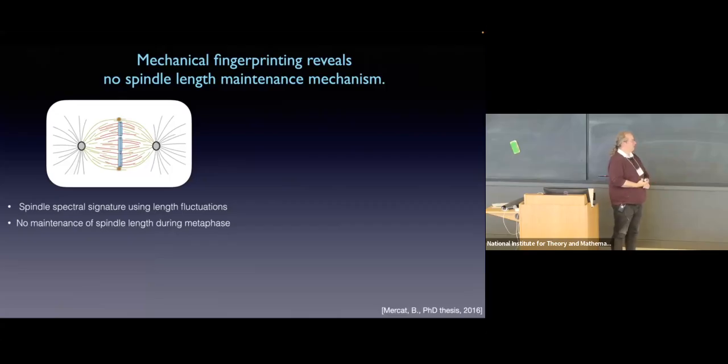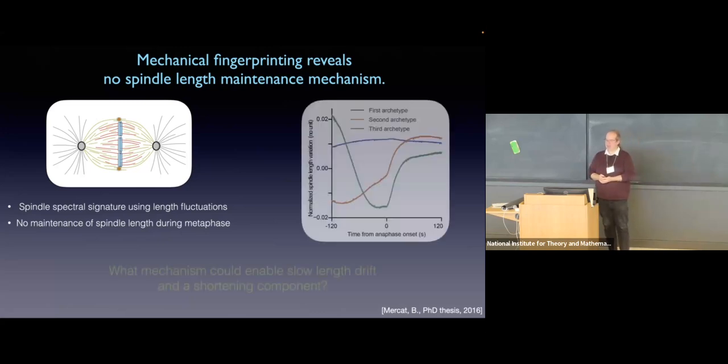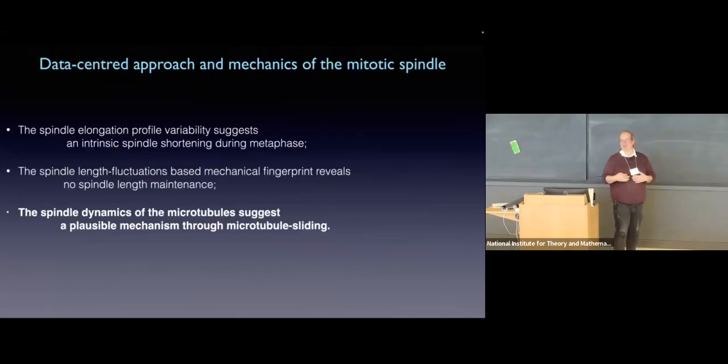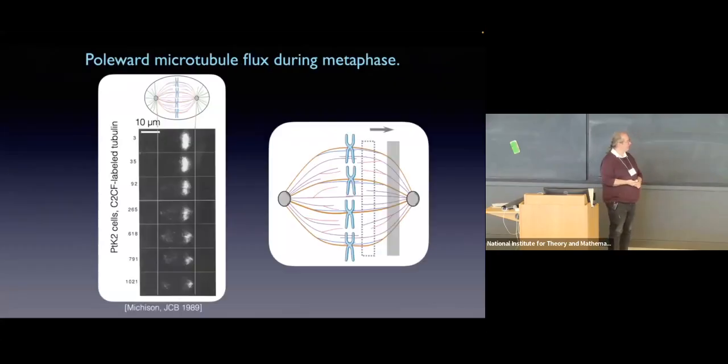So I will stop here for this part because I just wanted to bring you the idea of this spindle spectral signature. There is, of course, much more in this project, but I have no time to dig into it. And the fact that there is no maintenance of the spindle length. At that time, if I put that together with the idea of the first project of this shallow elongation, we were wondering, so there is probably something that we are not really clear about in the mechanism of the spindle. And so we wanted to look at the dynamics of the microtubules within the spindle. And this will be my last part.